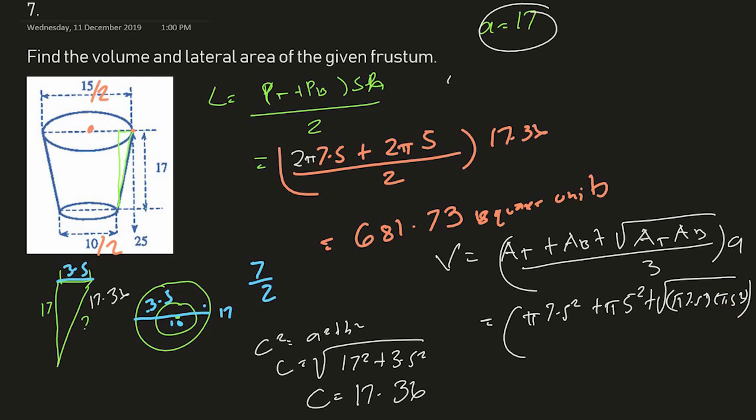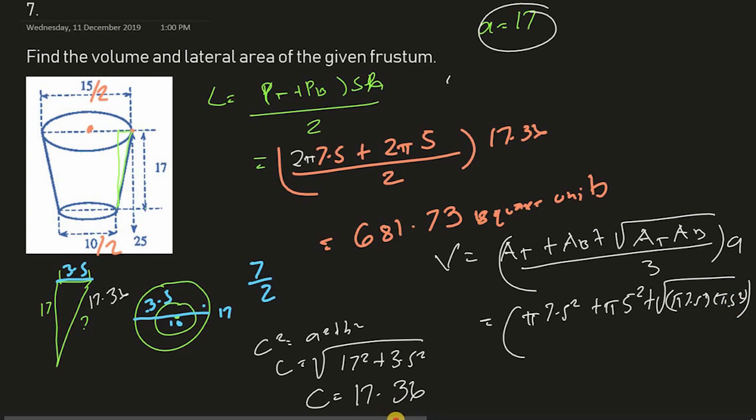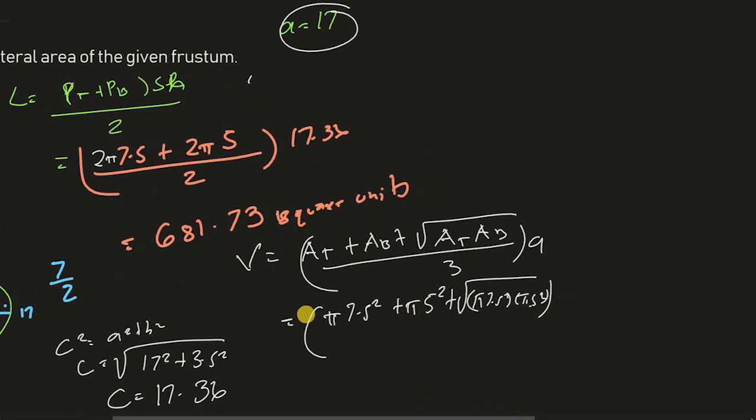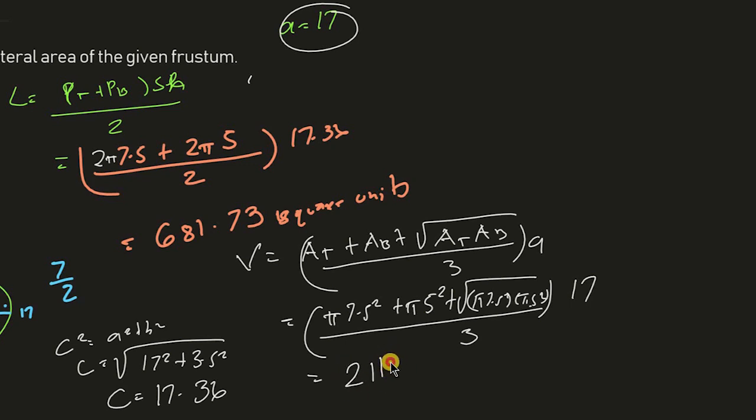Right, let's make some space. Dito, lahat yan, i-divide mo yan sa 3. Times natin yan sa value ng A. Ano po yung value ng A natin, guys? That's altitude, which is 17. So, that would be equal to... So, our answer, guys, ang volume ng ating container ay equal to 21,114.03 cubic units. Yan. Cubic units.